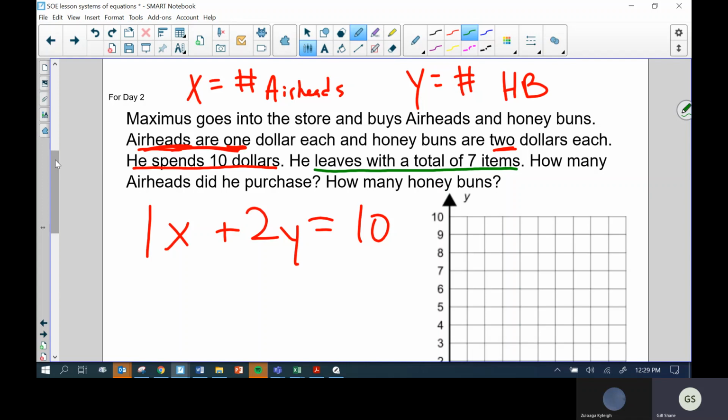Y, right? All right. Well then, how many honey buns? I'm going to put it on the right. Doesn't really matter where. So the number of honey buns plus what? The number of airheads. What represents the number of airheads? X. That's your other equation. 2 of you got both of them.